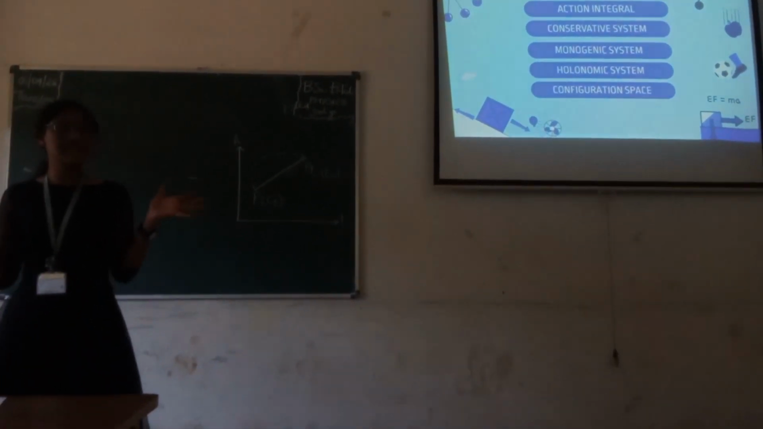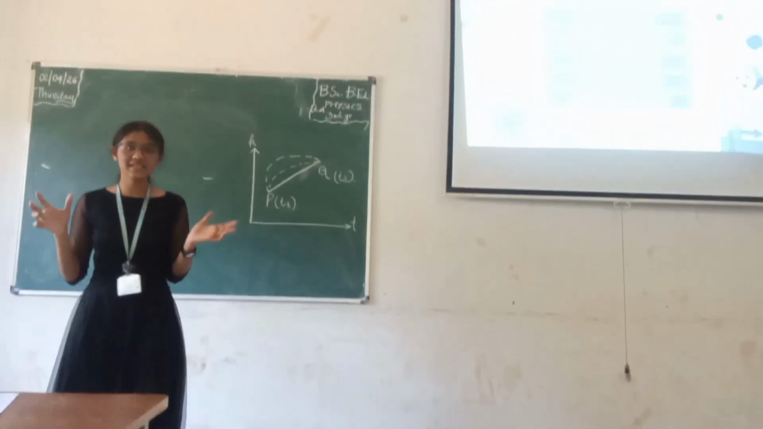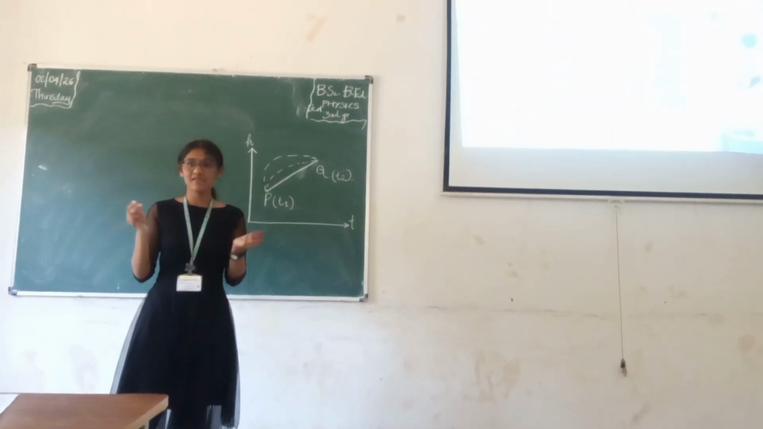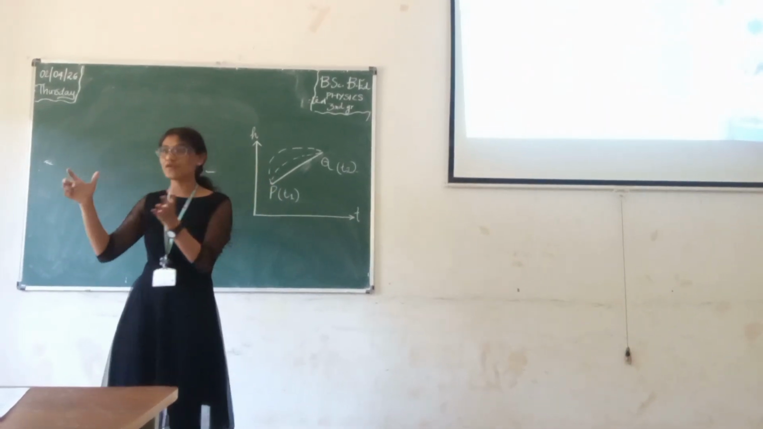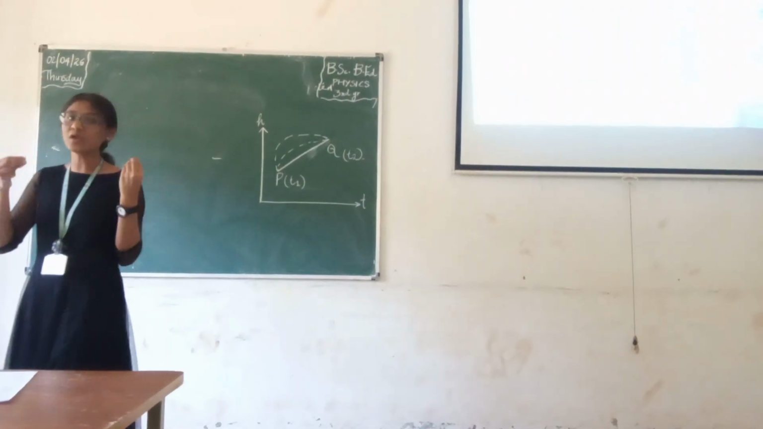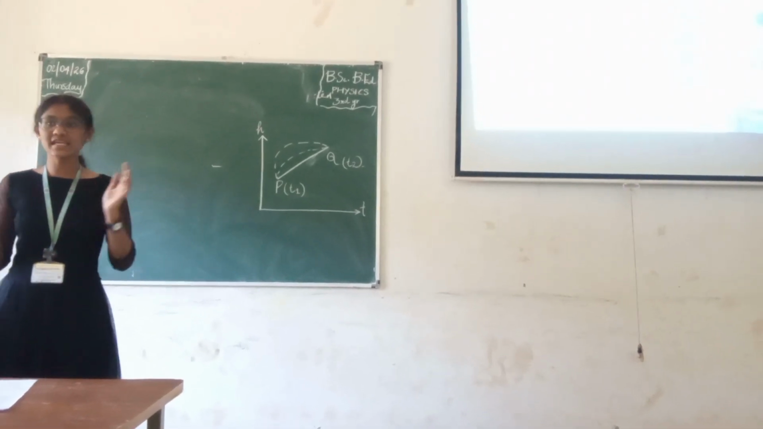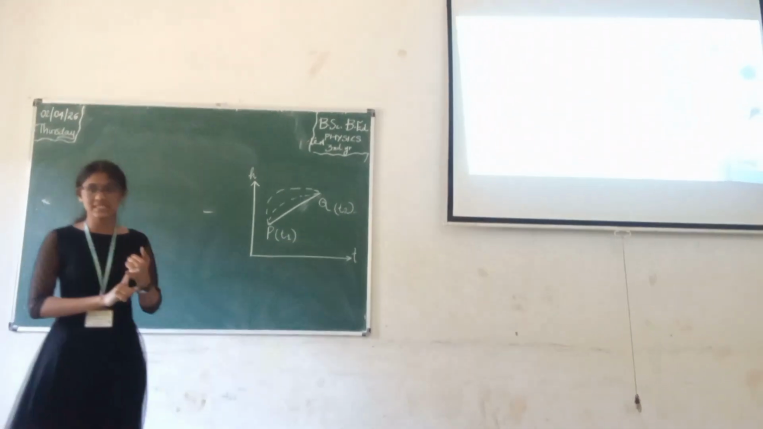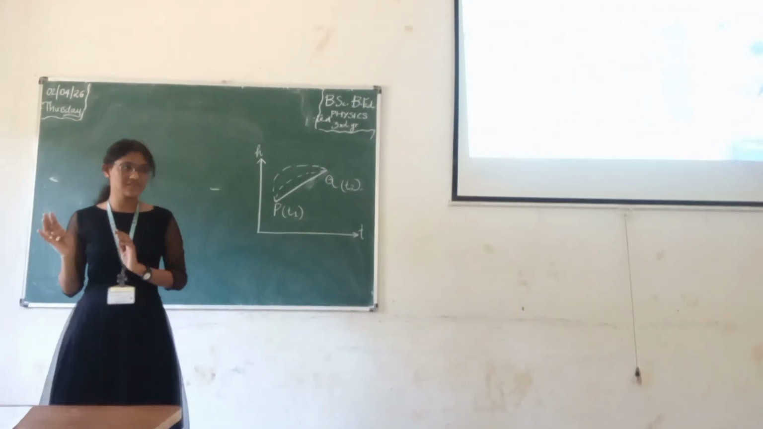So what is a conservative system? Something is conserved. It is a type of system wherein, if we have a lot of forces acting upon a system, all such forces are conserved, or there is no loss of energy. Or we can say that the total energy, that is the kinetic energy and the potential energy, remains constant. So that is a conservative system.